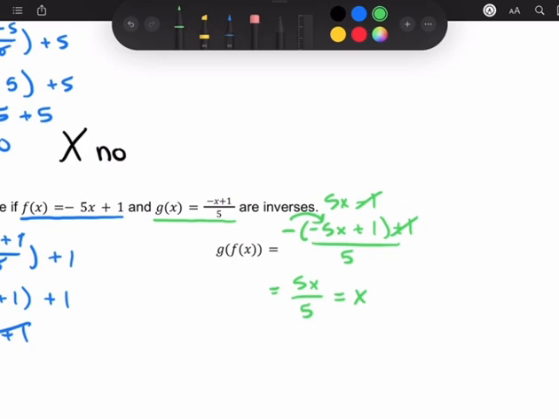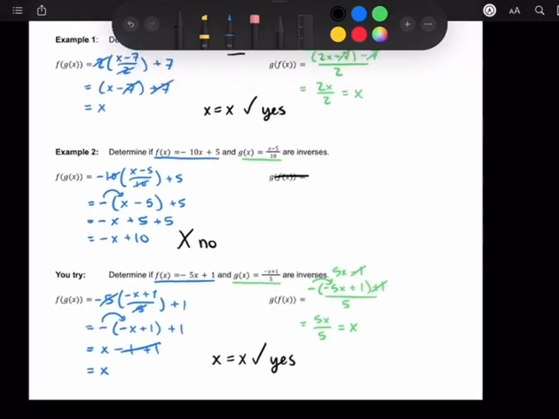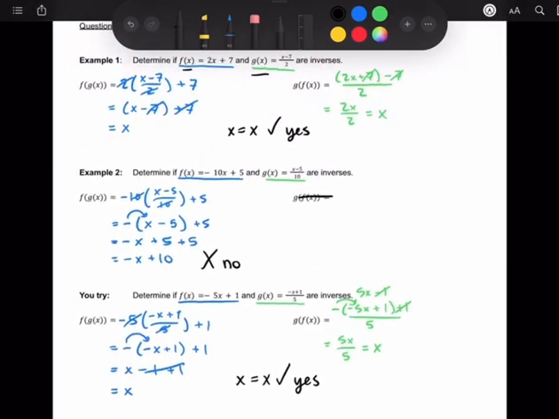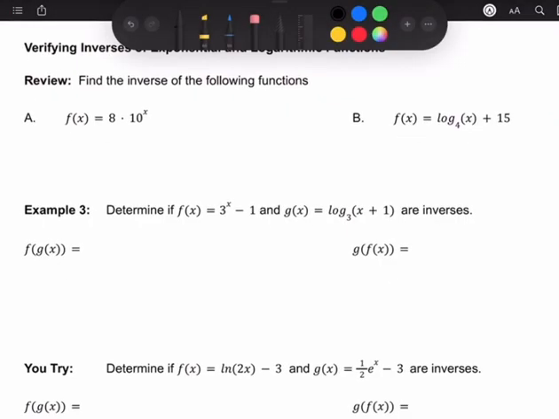Since both of these composite functions are equal to x, we can conclude that yes, these two functions, f of x and g of x, are inverses of each other. Now, let's dive a little bit deeper into this concept and see if we can determine if exponential and logarithmic functions are inverses of each other. So before we do this, let's make sure we can determine the inverses of exponential and logarithmic functions.